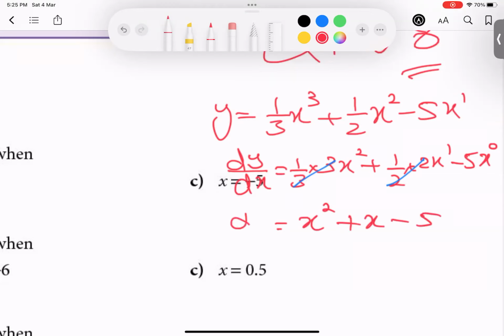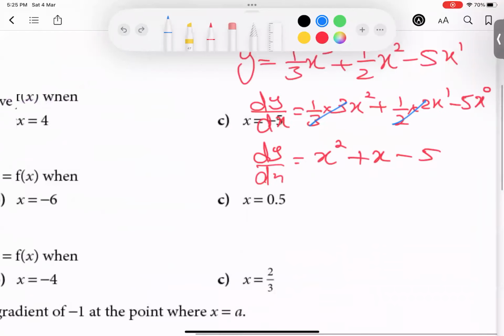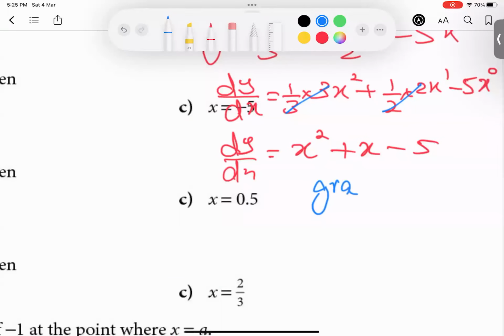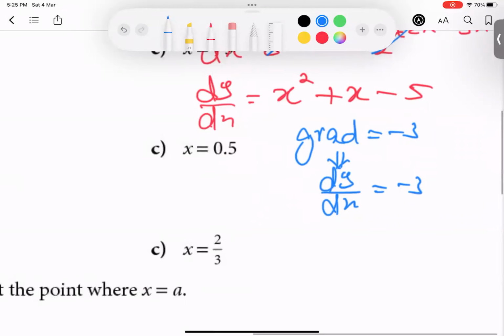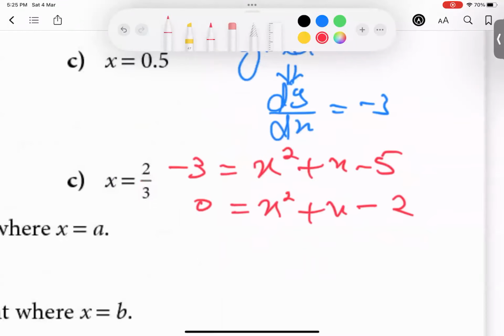And he said the derivative, actually the gradient, he has given us. The gradient is equal to how much? Check please, minus 3. So I'm going to replace the gradient with minus 3. I'm writing here, gradient is equal to minus 3. And I said that the gradient and the derivative are the same, so I'm going to replace it. When I replace it, negative 3 equals x squared plus x minus 5. Negative 3 will come to this end. It will become x squared plus x minus 2 equals 0. Right. So I hope all of you are understanding up till here.